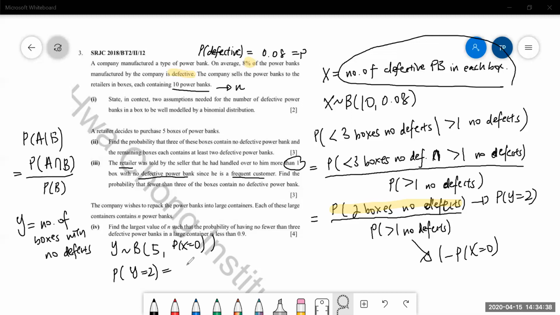Probability of... the bottom one, you have to change also. More than one no defects, so you have to find the probability of Y more than 1, which equals 1 minus the probability of Y equals to 0. Correct. Okay, understand. Let's move on.